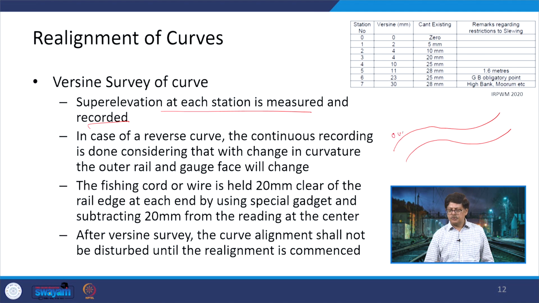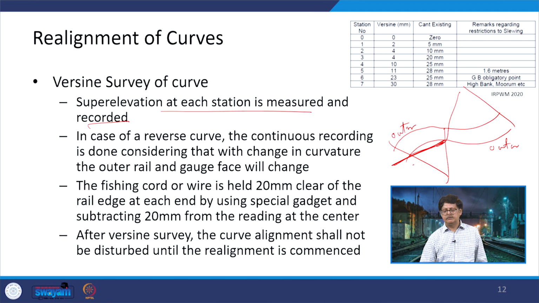this is the outer rail here, whereas the outer rail becomes this one in this case. So, here the radius was in this form, or here the radius is in this way. Accordingly the chord will be here, or in this case the chord will shift, and from there you will be taking the readings. The fishing cord or wire is held 20 mm clear of the rail edge.